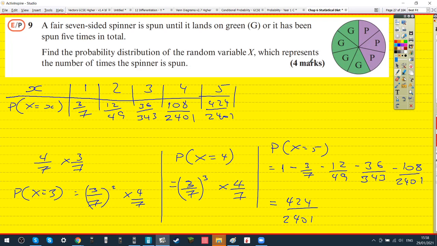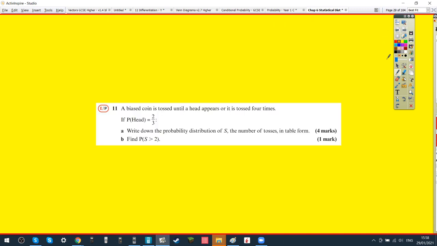Oh, you found the probability. It lands on 1, 2, 3, 4, 5, 6, 7, which represents the number of times. Hang on. The first one is spun until it lands on green, not until it lands on purple. Purple. There you go. Good, thanks. Full marks.